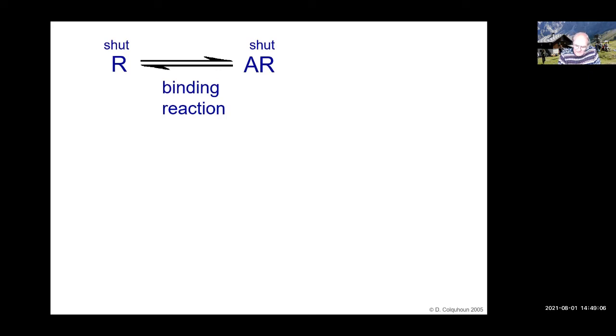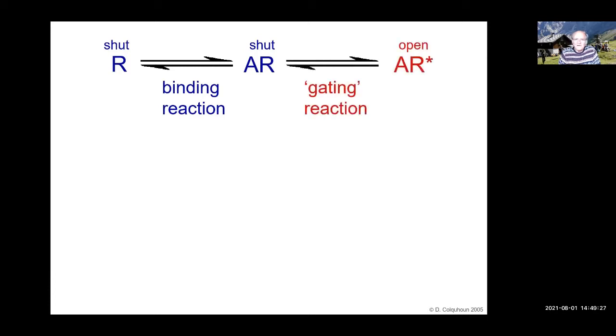The simplest mechanism you can conceive for an agonist working on the channel is this Del Castillo-Katz mechanism. There's a binding reaction in which a receptor R binds an agonist A, and then there's an opening reaction, the gating reaction you'd call it for an ion channel, and that produces an open channel AR star.